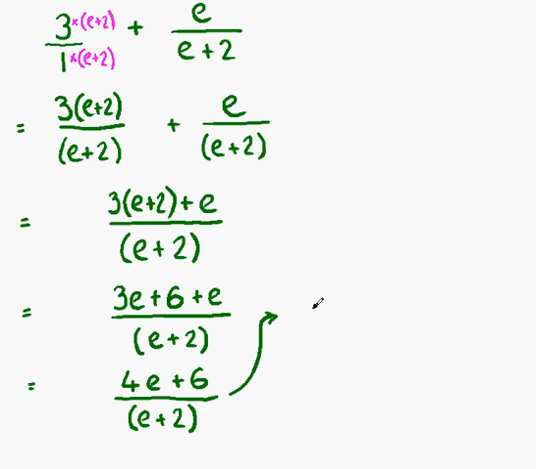So factorising the top line, we have 4e and plus 6, so we have 2, which goes into both of those. 2 times 2e gives us our 4e part, and 2 times 3 gives us our 6. The denominator is still e plus 2. So our brackets are different, so we can't cancel them. So that means that this, in fact, is our final answer.